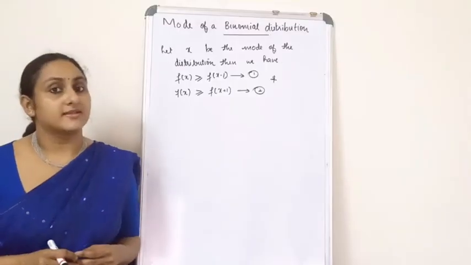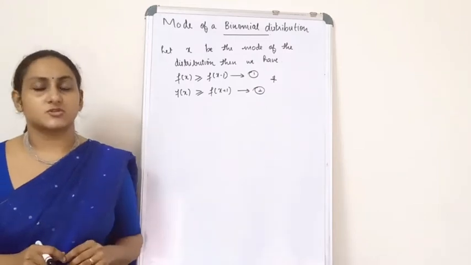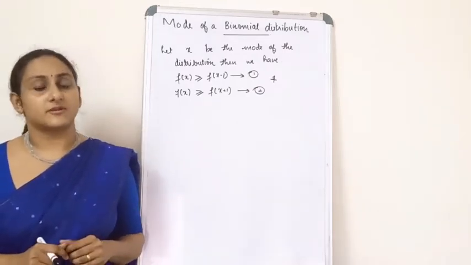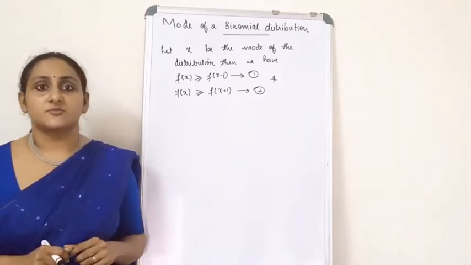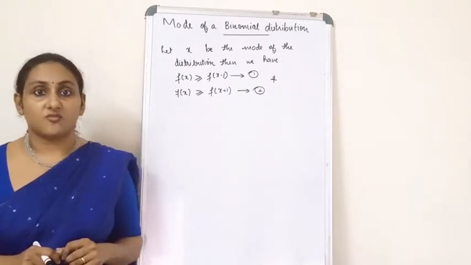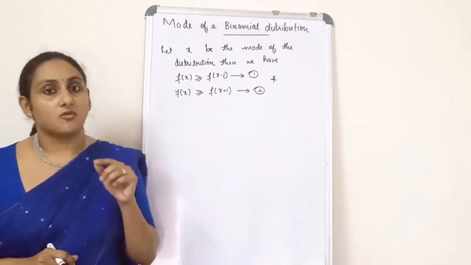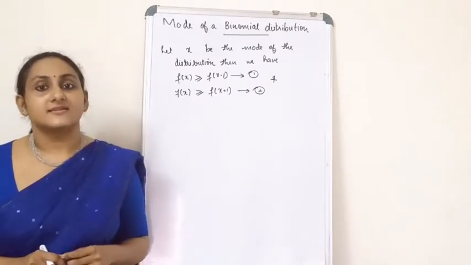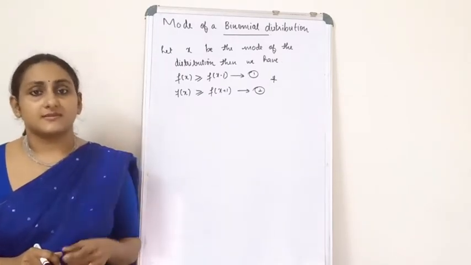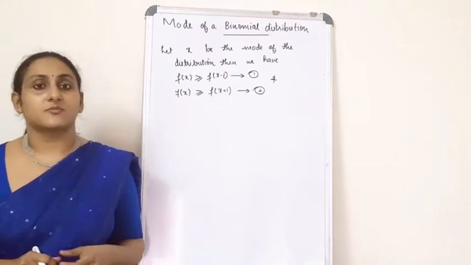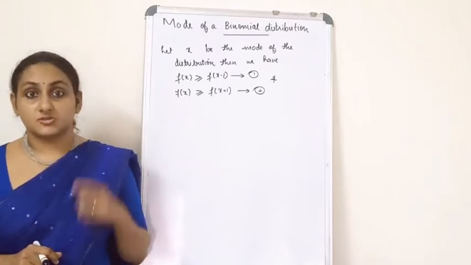Now let's have a look at the mode of the binomial distribution. Before that, what is the mode of a distribution? The mode of a distribution is the value of x at which the probability density function f of x is maximum. In a binomial distribution, we say that there are two modes.